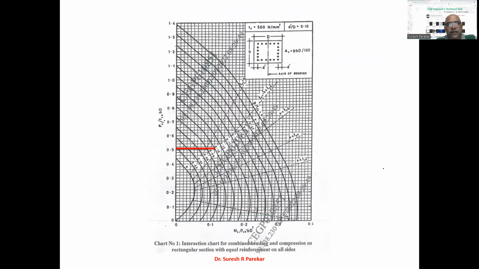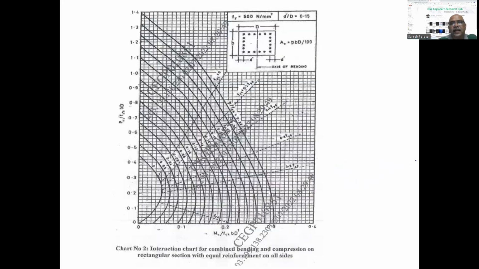Now you can see this, we have this will be 0.51, and then we have this value, this curve you can see, you have this curve as P upon FCK as 0.1, you have this value 0.1, and therefore I will draw a vertical line from here, and that will give me value of MU upon FCK BD square, and that value for 0.1, we have this value as 0.1. This is d dash by d. And this value is mu upon fck bd square.